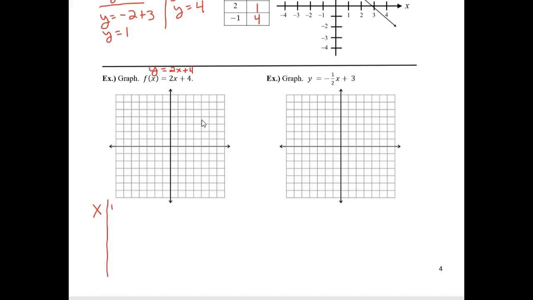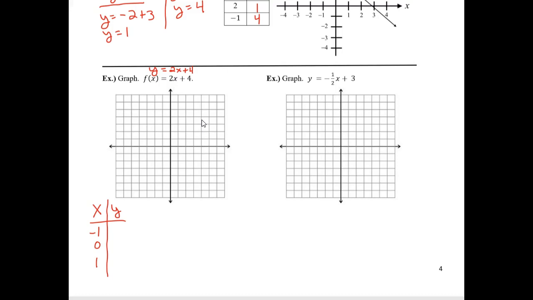Technically, you could start with x or y, but since this is solved for y, I'm going to choose values of x. So I'm going to choose some positives, some negatives, and 0. 0 is a nice number to work with. So I'm just going to do negative 1, 0, and 1 and see what happens.